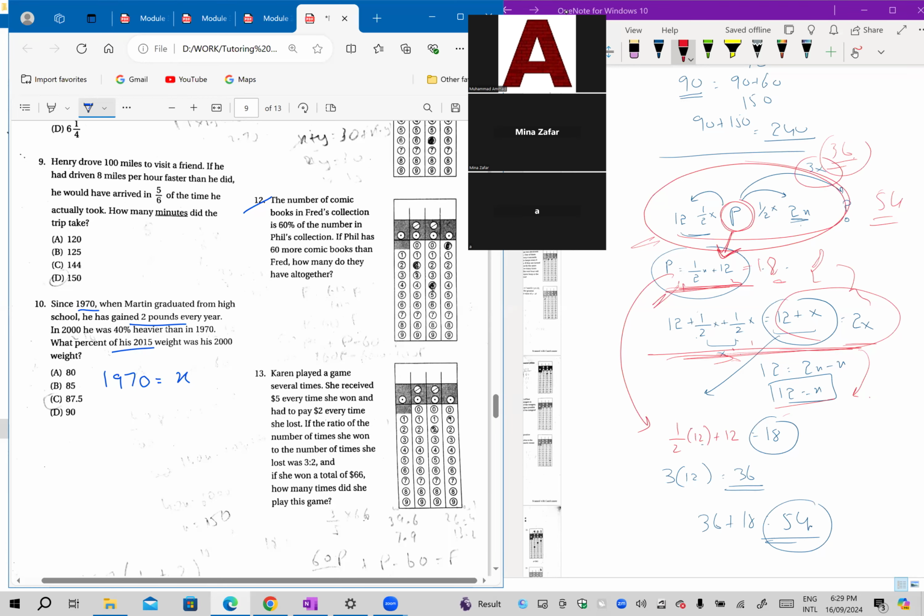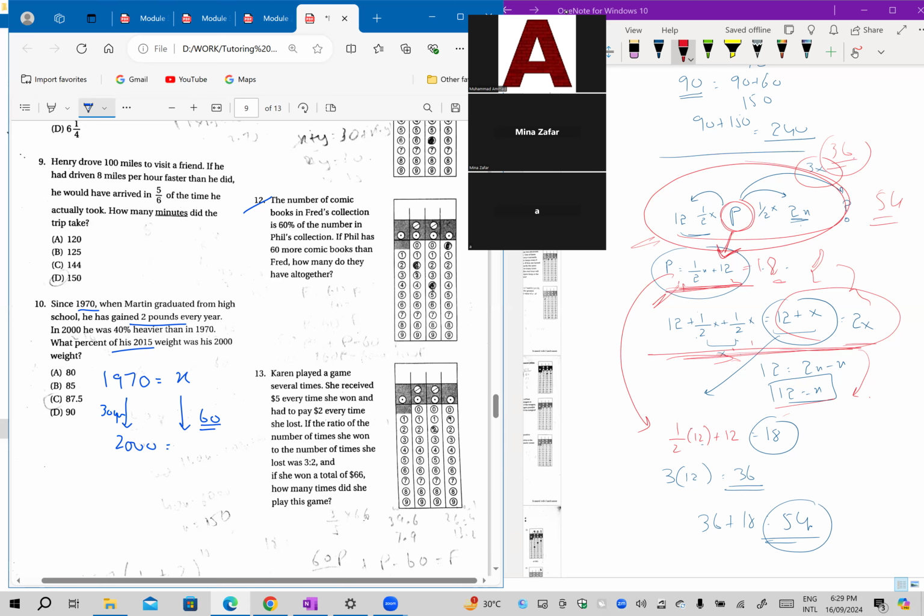He gained how many? He gained 2 pounds per year, right? So from 1970 to 2000 it's 30 years. If he gained 2 pounds every year, what will his weight gain be by 2000? He gained 60 pounds. So he gained a total of 60 pounds over this time period.